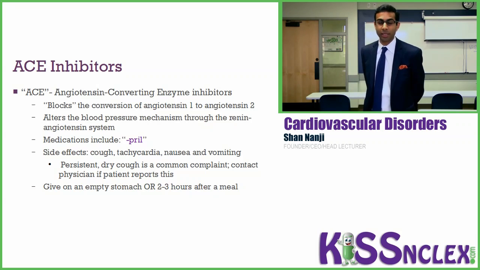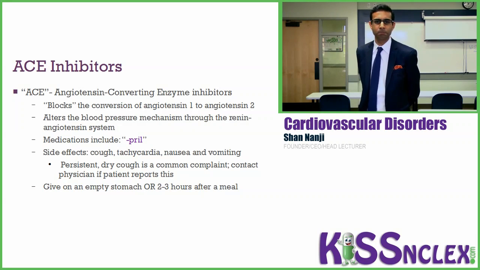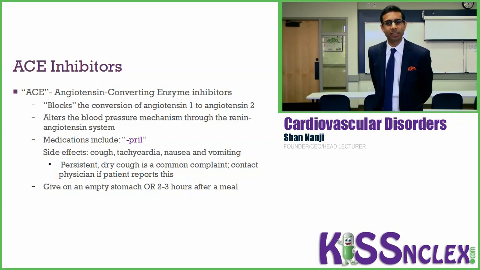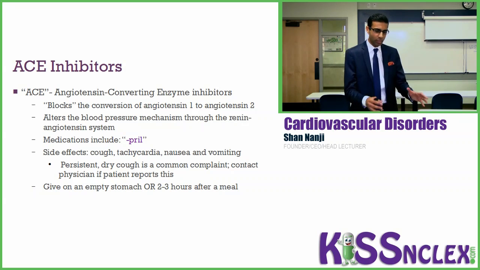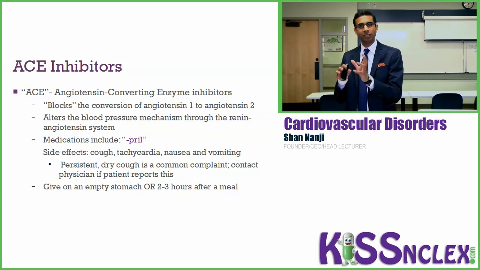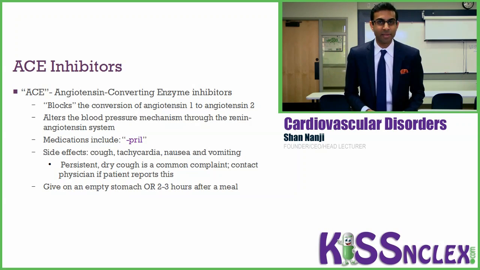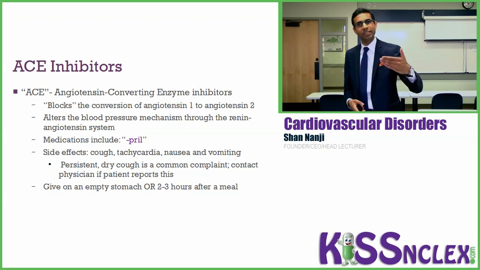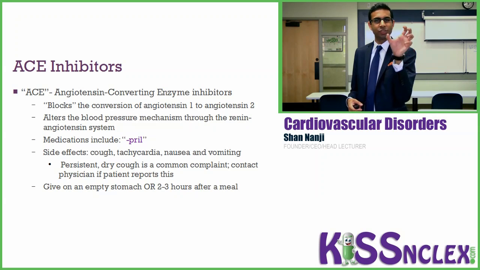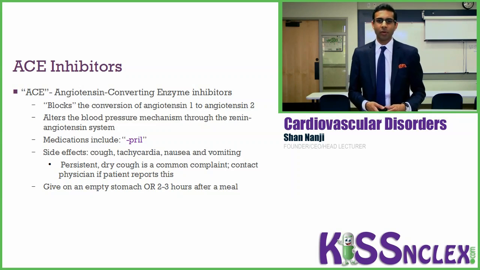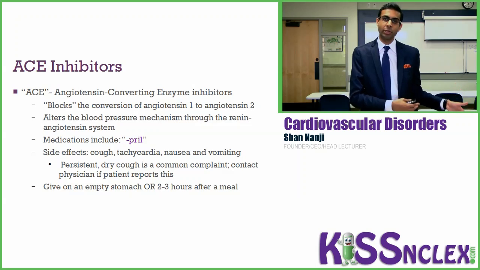And these work, like I said, through the RAS system, the renin-angiotensin system. And the side effects of this are cough, tachycardia, nausea, and vomiting. Let's kind of talk about this. Angiotensin, because of the effect it has on this thing called bradykinin, which I won't get into in too much detail, can lead to a side effect of cough and tachycardia. Now, the cough that they may have, if they're on a -pril, is going to be a dry cough. And it's going to be a pretty common complaint with people who are on these types of medications. So you're going to have to definitely let the prescribing physician know, because cough is a side effect of these ACE inhibitors.